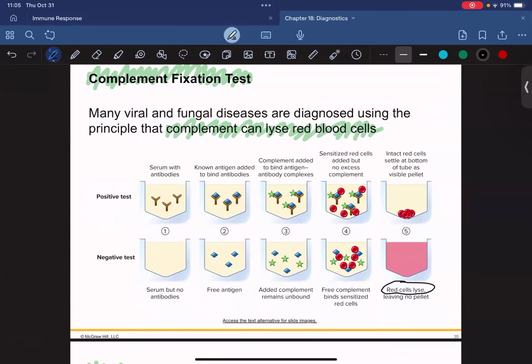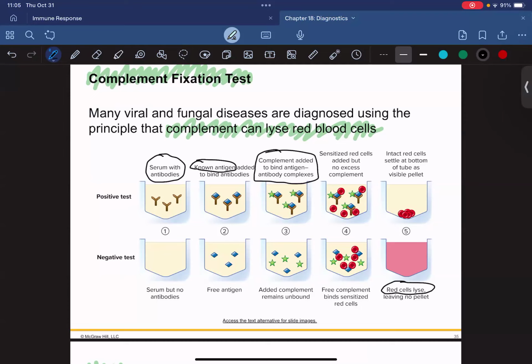The complement fixation test is another immunologically based test. It's immunological, even though we're looking at complement here, which we know is an innate response, it still depends on specific antibody antigen interaction. But we're going to see if you have any antibody antigen interaction based on whether or not complement lyses or doesn't lyse red blood cells. So essentially, we're going to have our patient serum added in with known antigen. If it binds, complement will recognize it.